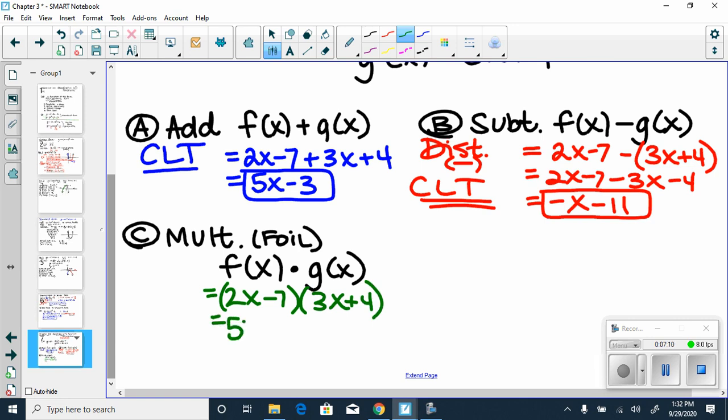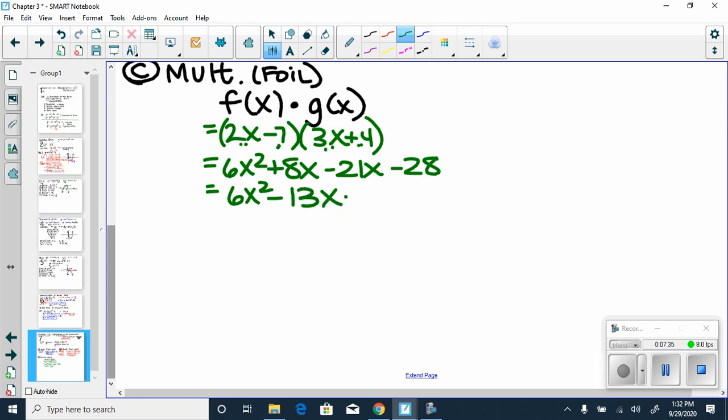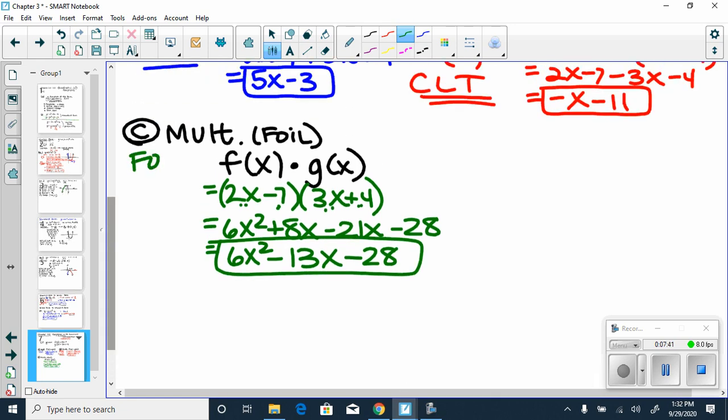So 2 times 3, that's how I check, 6. 2x times 3x is 6x squared. 2x times 4 is 8x. Negative 7 times 3x is negative 21x. And negative 7 times 4 is negative 28. Once you do that, you do need to combine like terms. You end up with negative 13x minus 28. Okay. So if I was taking a little bit of note there: FOIL, combine like terms. Okay. So it's kind of just a different way of looking at it, more mathematically, more function notation.